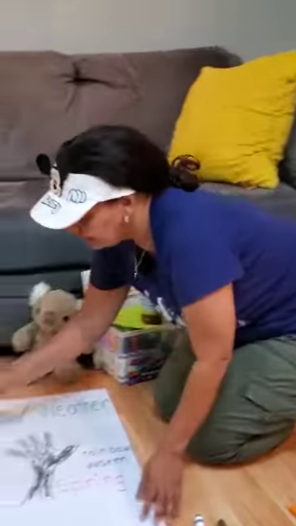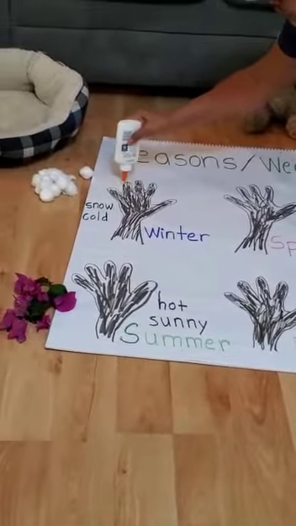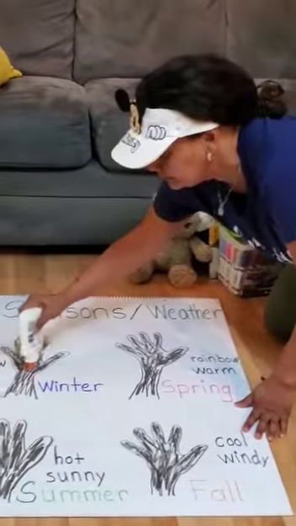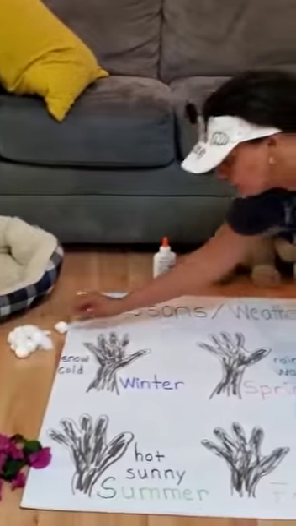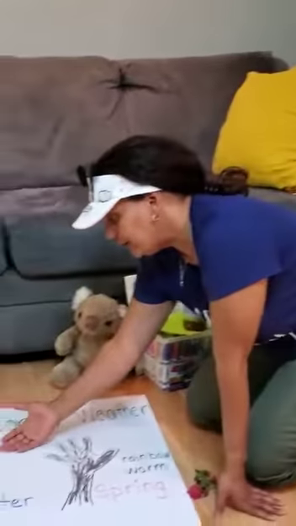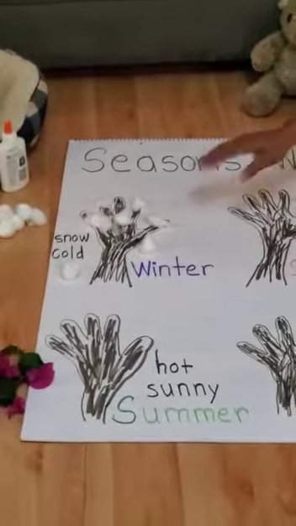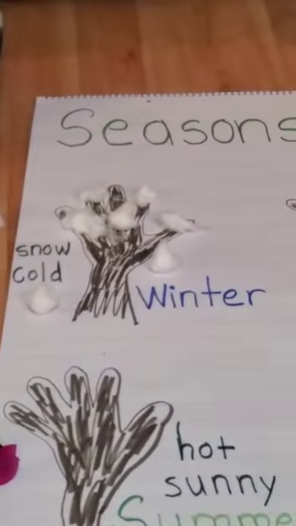So you can decorate your tree, right? And you can put cotton, right, to represent the snow. And here we have a tree for winter. The temperature in the winter is cold.